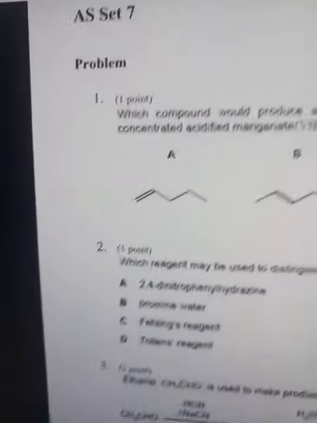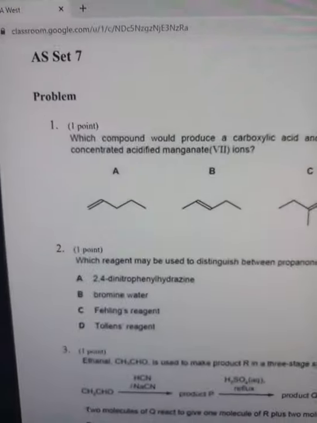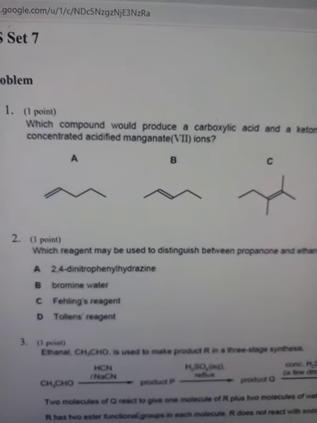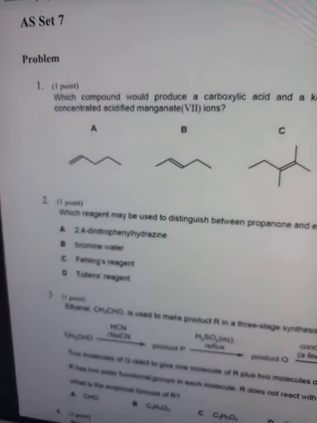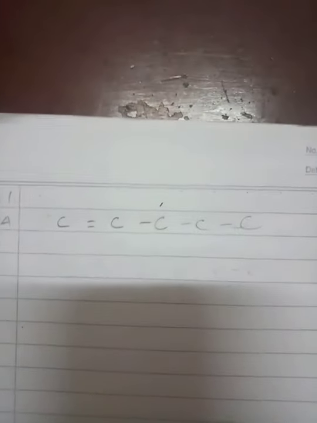Alright, so the first question is, which compound will produce a carboxylic acid and a ketone when treated with hot, concentrated acidified manganate ions? Alright, so we got A, B, C, and D. It's easy for us just to draw it, so I'm going to draw it. This helps me a lot.